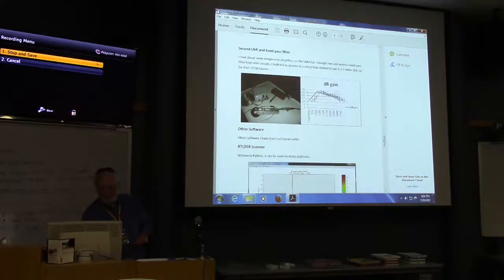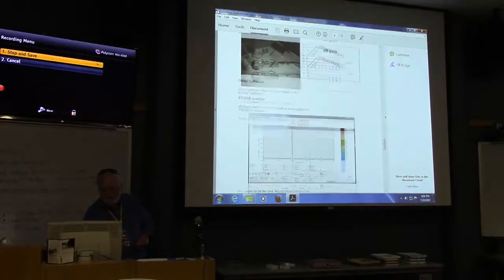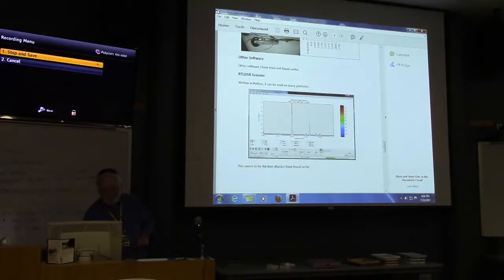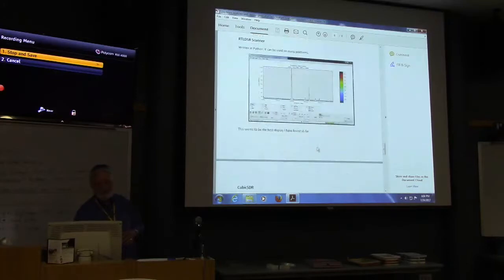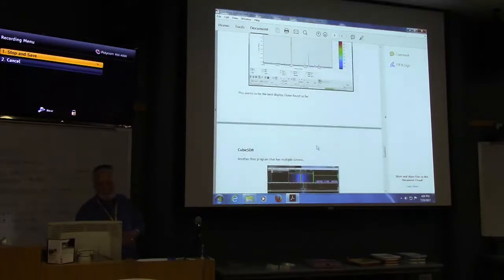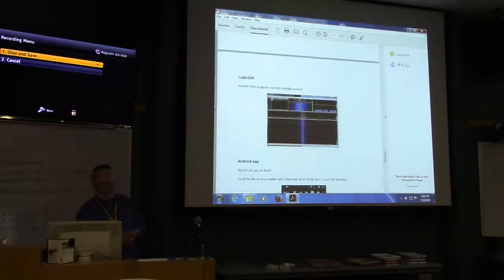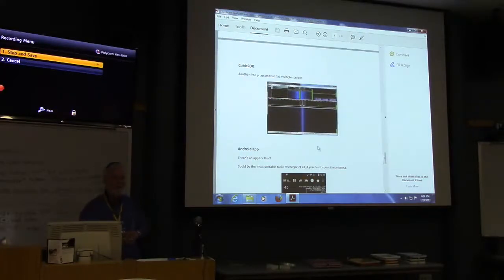But this is another piece of software that I got, called RTL-SDR Scanner. It's written in Python, so it can be run on many different platforms. It gives a pretty good trace. I'm impressed, and it stores, and you can get lots of different readouts of the actual data. Now, here's the cutest little thing in the world. You know, the old saying, it used to be there's an app for that. Well, guess what?